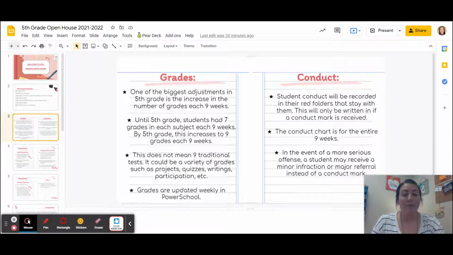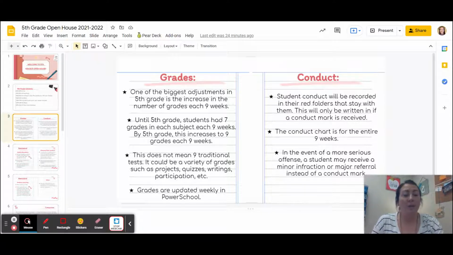Grades are updated weekly in PowerSchool, and we encourage students to check that weekly at least. We know that parents also are checking that, but we like our fifth graders to get in the habit of checking PowerSchool as well. Conduct is recorded in their conduct booklet, which is located in their red VIP folder. That should be with them at school every day.